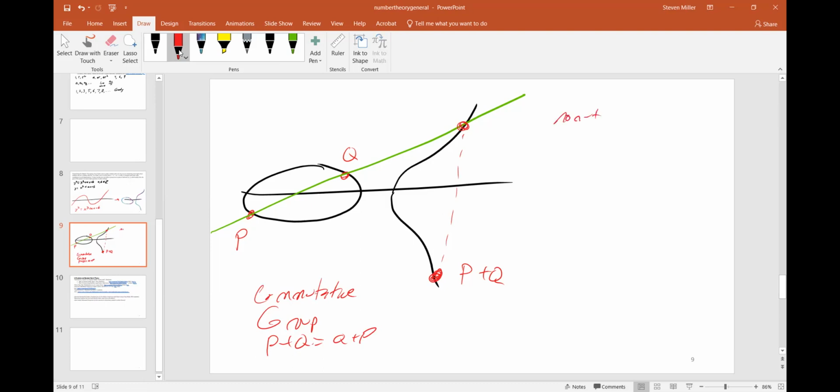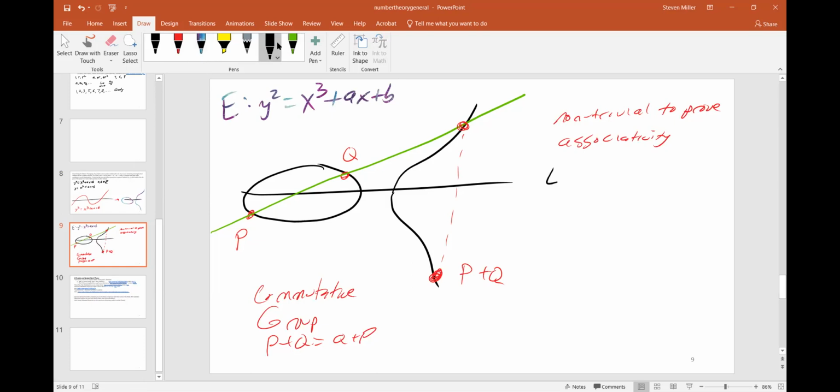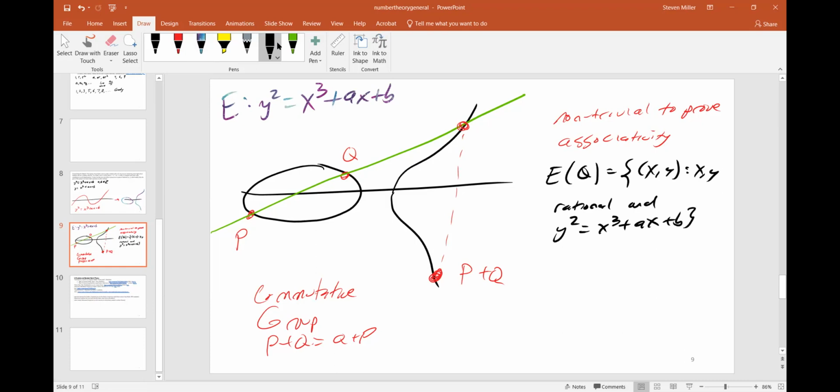It's non-trivial to prove that it's associative, to prove associativity. But it turns out that there is a beautiful group structure. And if we let E be the elliptic curve y squared is x cubed plus ax plus b, we let EQ be the set of all pairs x and y, where x and y are rational, and y squared is x cubed plus ax plus b. So it's all the points on the elliptic curve with rational coordinates. It turns out that this is a group, and that's the commutative group we're talking about.